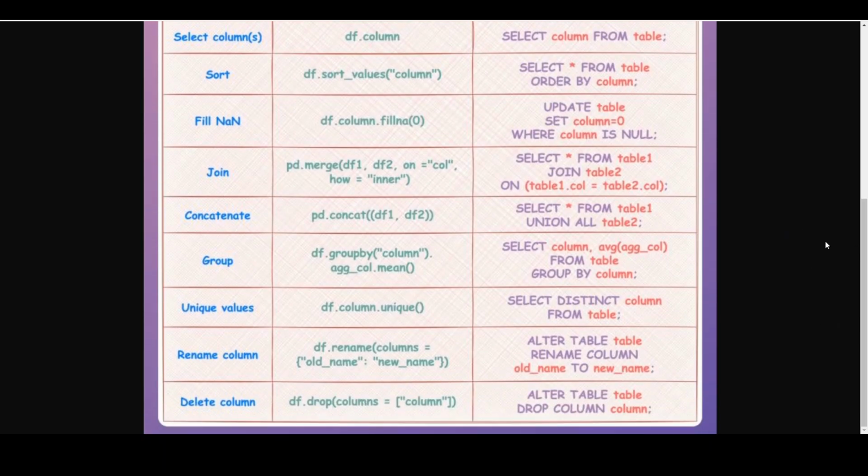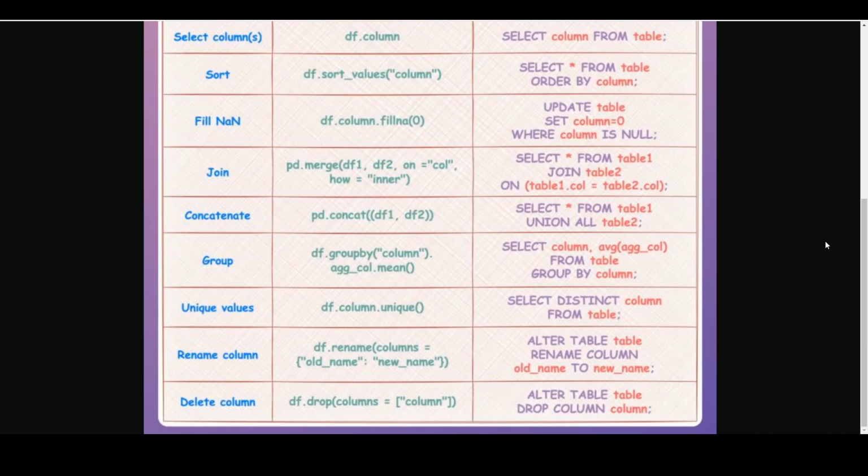Then for the concatenation, it's a very familiar concat function, and then in SQL you have union all, and there is also a union operator depending on your business use case. The group by clause is very common, where you group by on the basis of some values in the column, whereas in Pandas you use agg. For unique values you can use distinct in SQL, whereas you can use the unique keyword in Pandas.